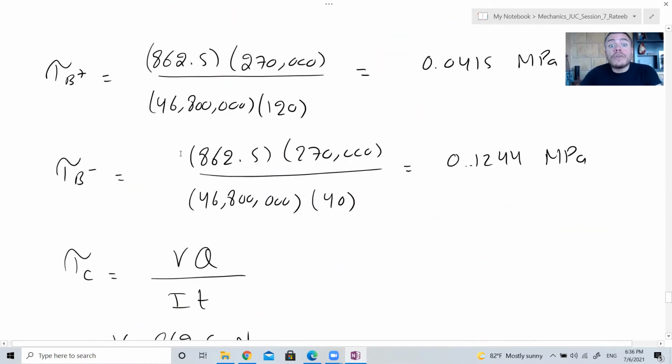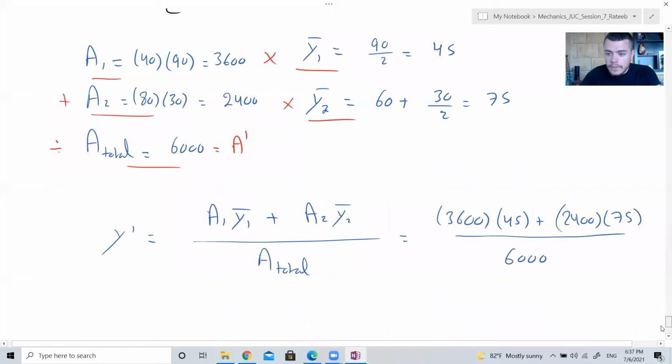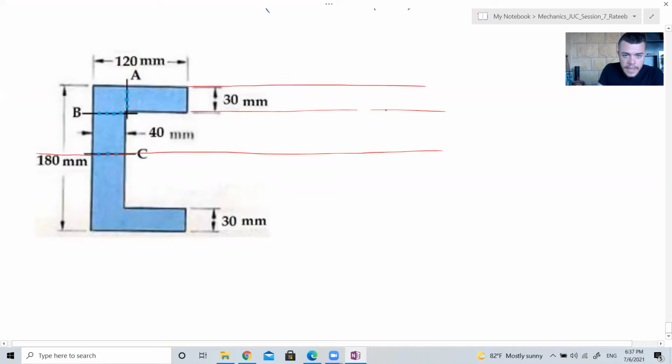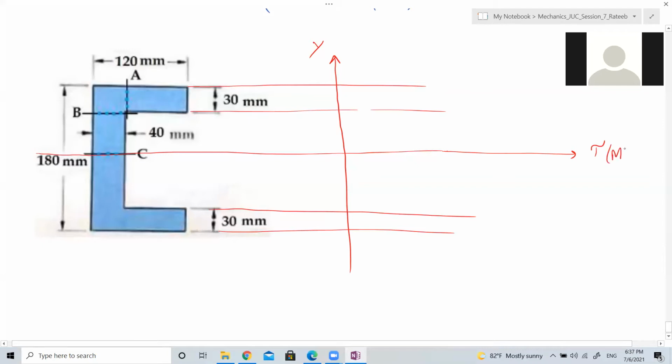Now, one last thing before you leave. We need to draw the shear stress distribution. So I will pick this and put it in here. This is going to be your point C, this is going to be B, and this is going to be A. This is going to be y, and this is going to be your tau in megapascal.